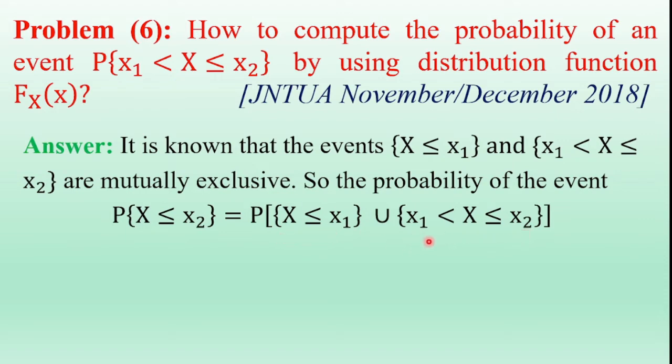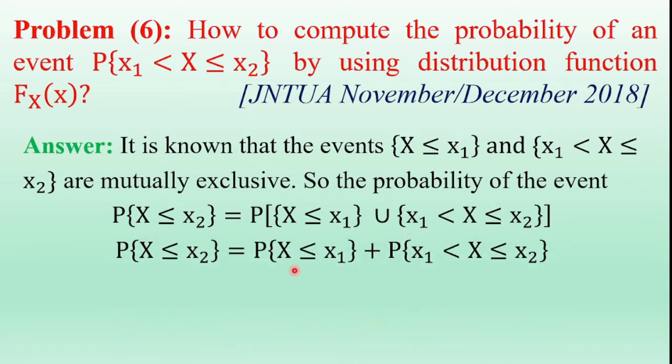So using total probability, the RHS term of this equation is written as probability of X less than or equal to x1 plus probability of x1 less than X less than or equal to x2 minus probability of X less than or equal to x1 intersection x1 less than X less than or equal to x2. Here, X less than or equal to x1 and x1 less than X less than or equal to x2 are mutually exclusive events. The intersection of this event and this event is 0. So therefore the remaining term is this one.